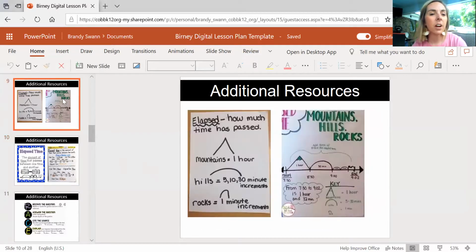We talked yesterday about the number line strategy, which in my personal opinion is one of the easier ones to see elapsed time. So we draw our number line, and then of course we will have our mountains, which stand for 1 hour increments. We have hills, which stand for our 5, 10, 15, all the way up to 55 minutes. And then we have our rocks, which count for 1 minute.